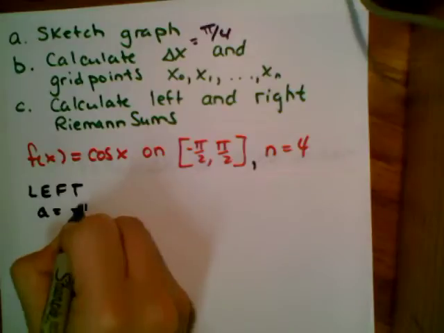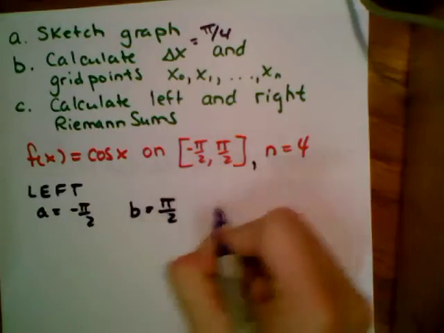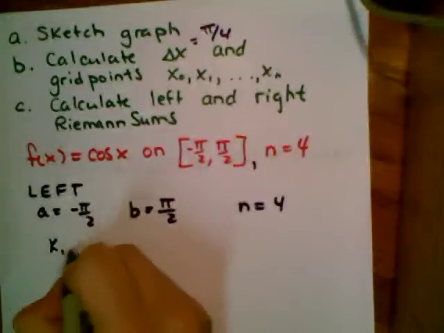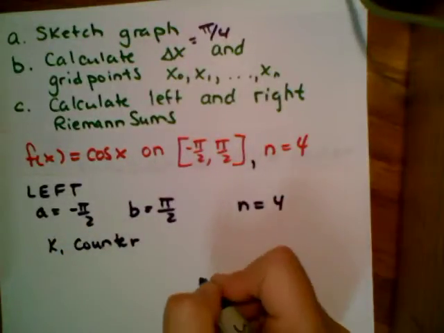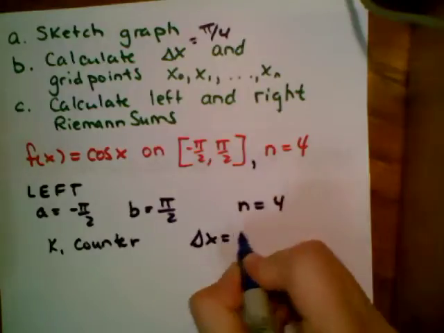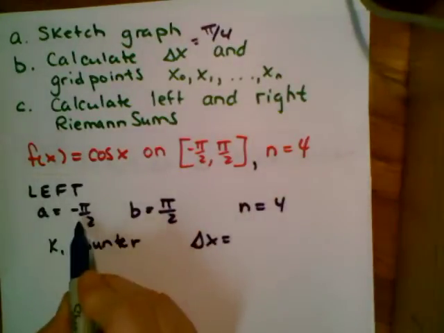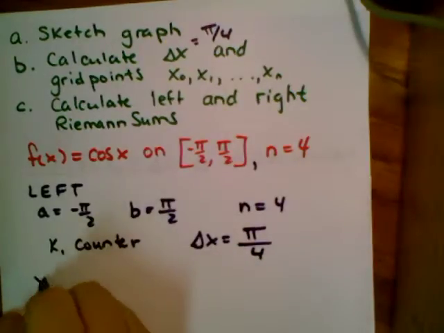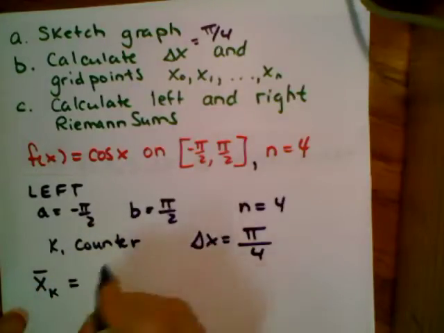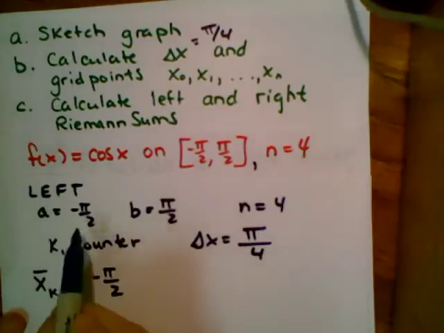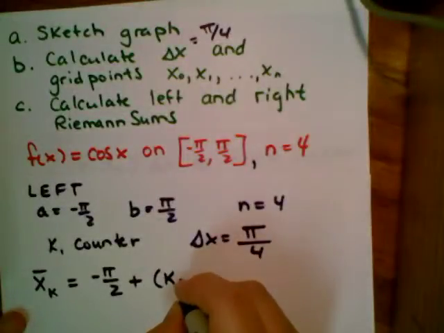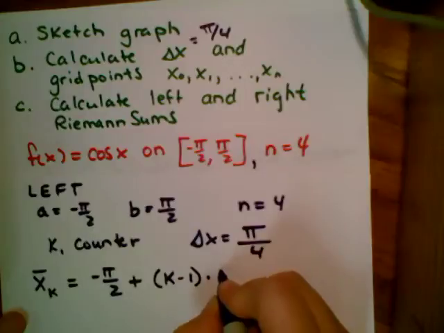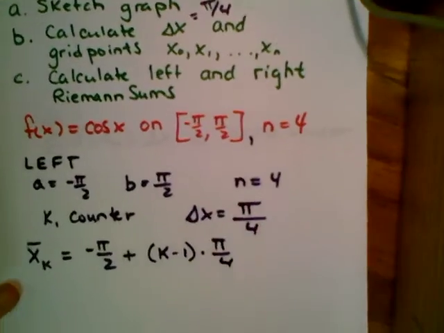Okay, a is negative pi over 2, b is pi over 2, n is 4, k is our counter. Delta x, remember, was pi over 2, take away negative pi over 2 for a total of pi, divided by n, which is 4. So when we formulate x bar sub k, we always start at a, which is in this case negative pi over 2, and we're going to add the difference k minus 1 times delta x, in this case, which is pi over 4.